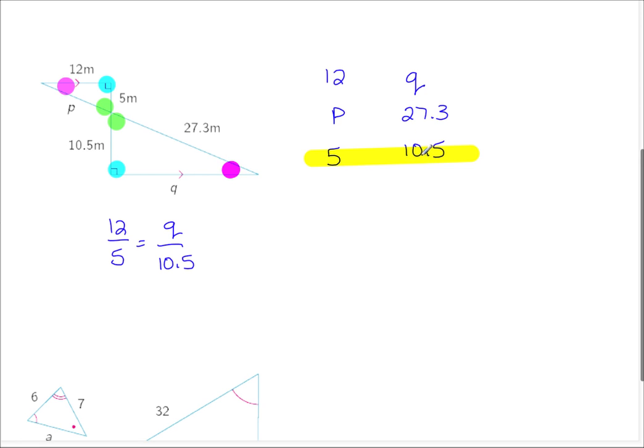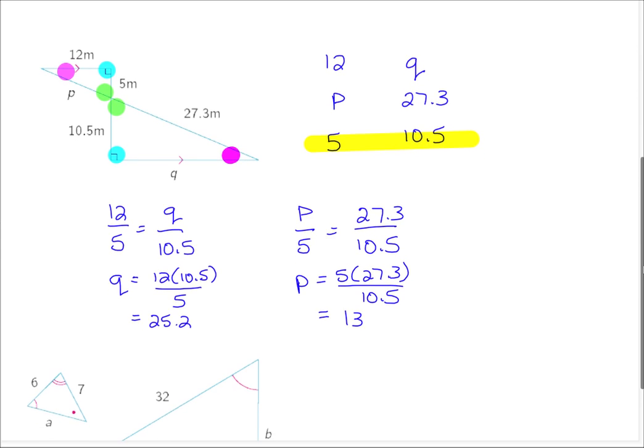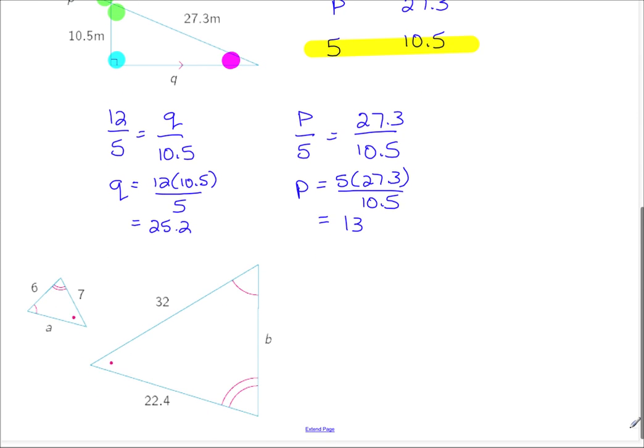But let's set up the other ratio here. We'll go P over 5 equals 27.3 over 10.5. And cross multiplying, I'm going to do that really quick. See how quick that was? Speedy, wasn't it?